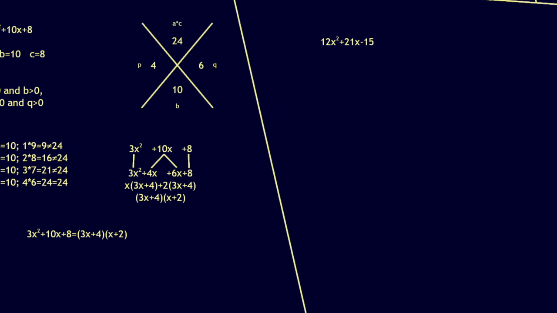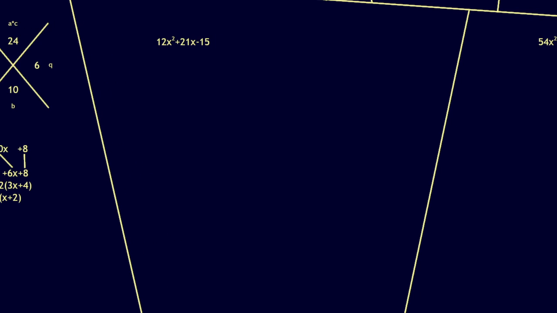Now let's look at a problem that, I'll warn you ahead of time, could be considered a trick question. 12x squared plus 21x minus 15. First off, this time we do at last have a greatest common factor. 12, 21, and 15 are all multiples of 3, so we can pull that 3 out, and make this 3 times the quantity of 4x squared plus 7x minus 5.